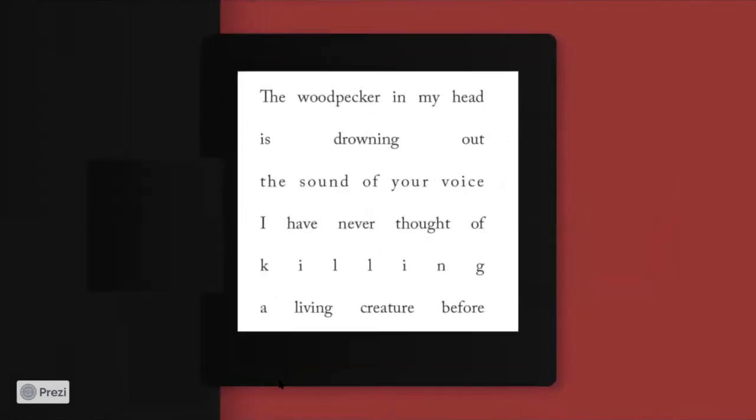This poem is about a woodpecker and how its pecking away is driving this person crazy. Notice how the word killing is spread out. The letters are spread out almost as if they are being pecked away, like the K peck, I peck, peck, L, and so on.